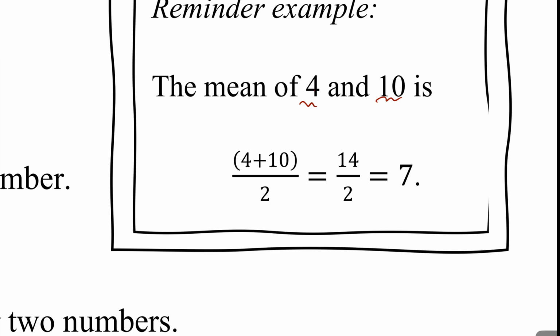So you just need to add 4 and 10, which is showing over here, 4 plus 10 divided by how many terms you have. I have two terms, 4 and 10, so divided by 2. So 4 plus 10 is 14, divided by 2, that is 7.